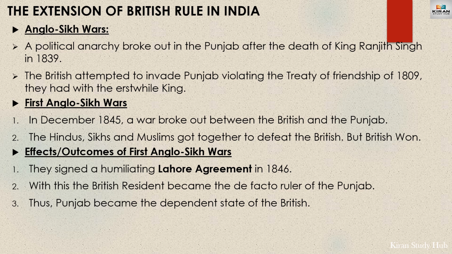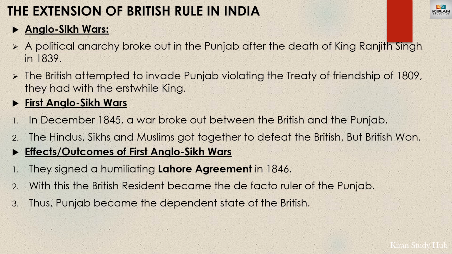Now let us study the Anglo-Sikh Wars. After the death of King Ranjit Singh in 1839, a political anarchy, or absence of government, happened in Punjab. Now the British got an opportunity to invade Punjab by violating the Treaty of Friendship of 1809, which was signed with King Ranjit Singh.